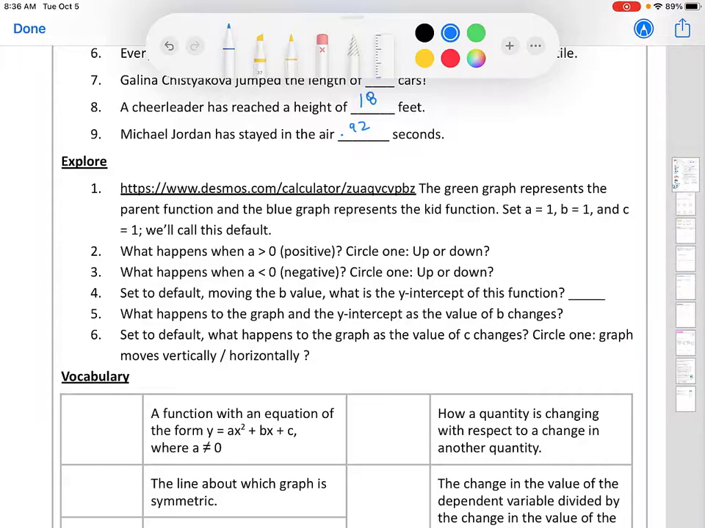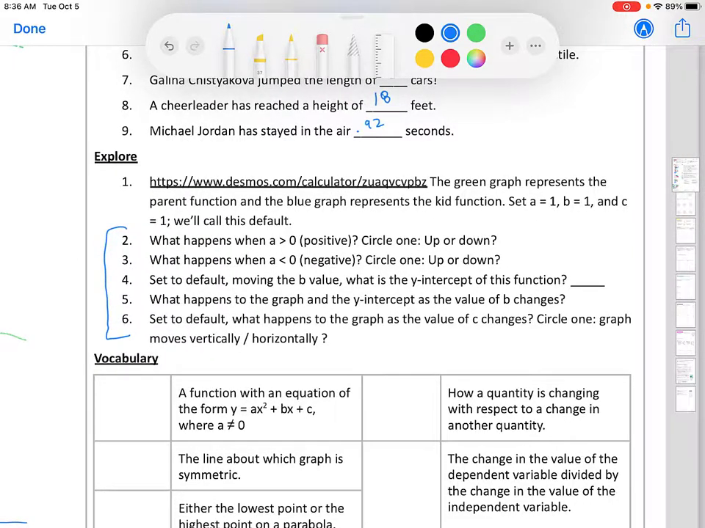When you click on that, it says set a equals 0, a equals 1, b equals 1, c equals 1. We're going to call this the default. So anytime I say reset it to default, a, b, and c are all 1. Go ahead and do that, and then see if you can answer these couple of questions, and then we'll go over that together.